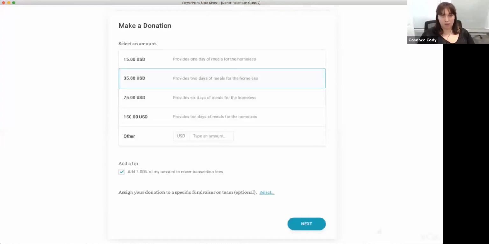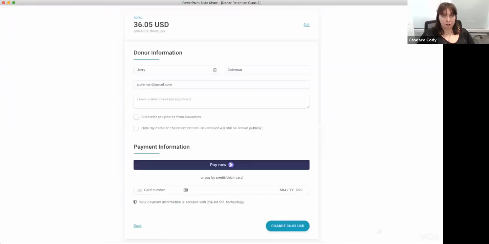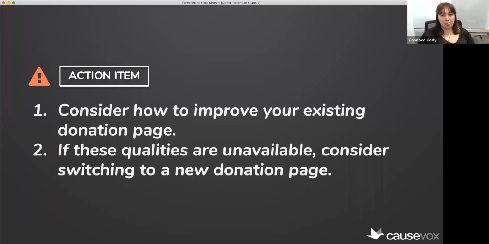Here's just a look at what that could look like. This is one of the embedded donation pages on a website. And it's also super simple and streamlined. It's 2 steps. There's not a ton of excess information. It's basically just getting the amount, name and email, and then there's that Google Pay option.